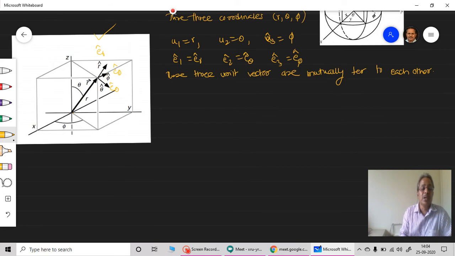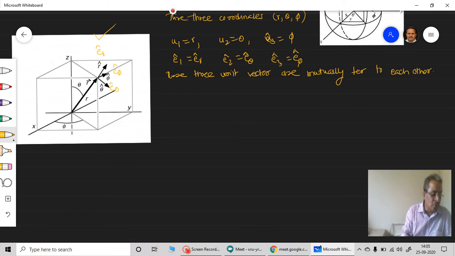Here I have drawn the XYZ Cartesian coordinate system, in which I have drawn the r theta phi coordinate system, where r, theta and phi are the three coordinates. So in my discussion I am going to take u1 equal to r, u2 equal to theta, u3 equal to phi. e1 cap is nothing but er cap, e2 cap is e theta cap, e3 cap is e phi cap. And now let's go for getting h1, h2, h3 and so on.